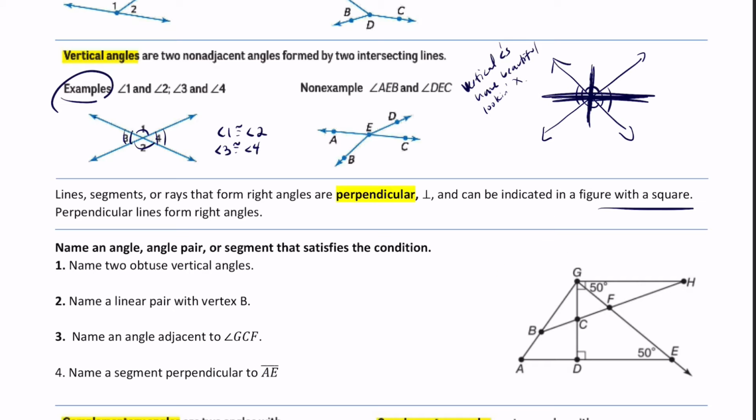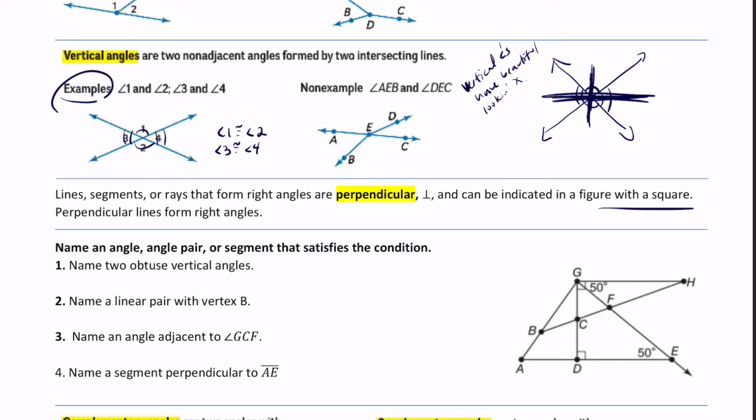So let's go ahead and take a look at number 1. It says name two obtuse vertical angles. Okay, obtuse means your angle is above 90 degrees, but less than 180. So taking a look at this figure, can I find vertical angles that, number 1, look like an X, and 2, the angles have to be greater than 90, less than 180. I look at this one over here. We see that this is a beautiful looking X. This looks like above 90. So we can go ahead and name these two.